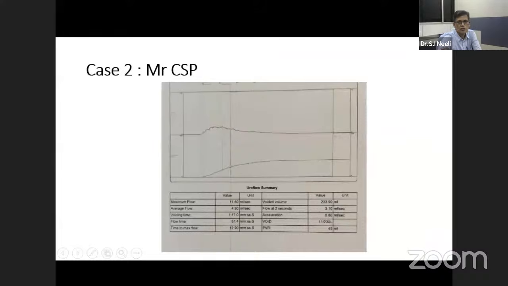His uroflow showed a Qmax of 11.5 ml per second, average of 4.5 ml per second, voided volume was 233 ml with a post-void residual of 45 ml.